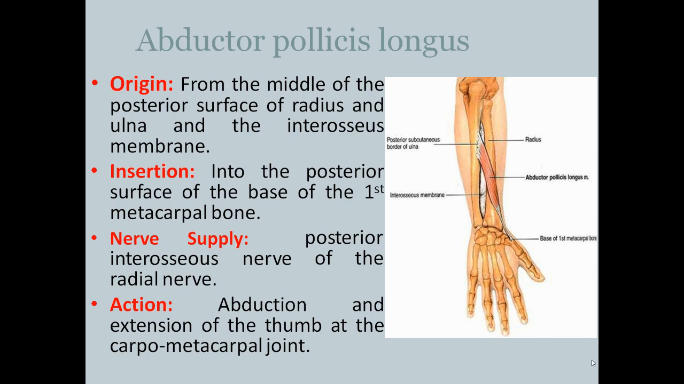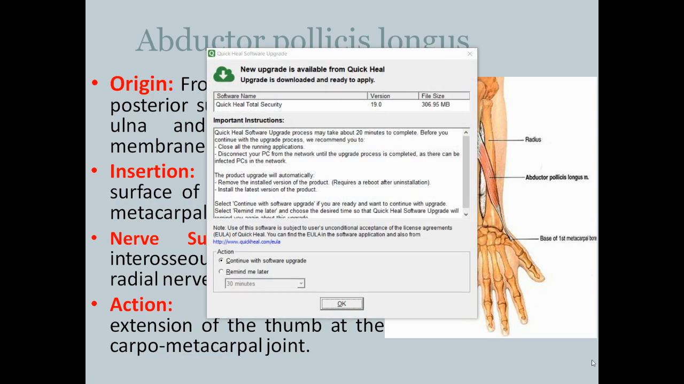Now we'll see the abductor pollicis longus. It takes origin from the middle of the posterior surface of the radius and ulna and the interosseous membrane.